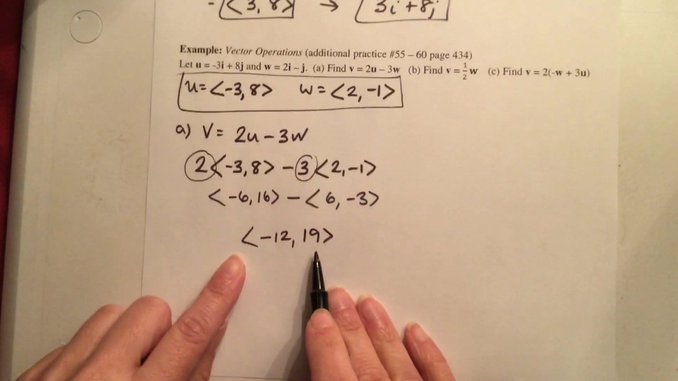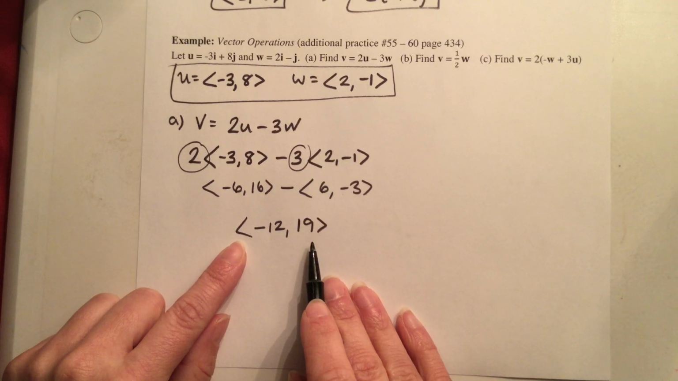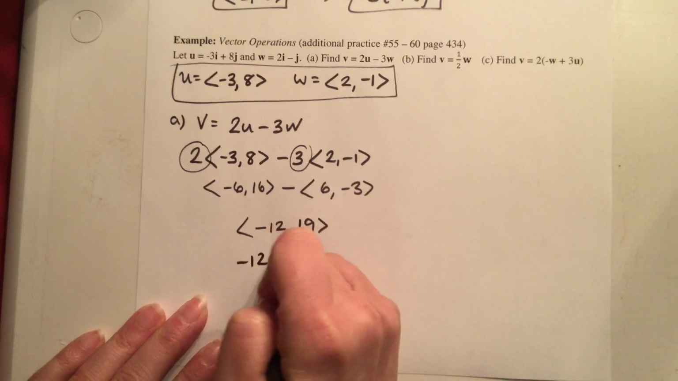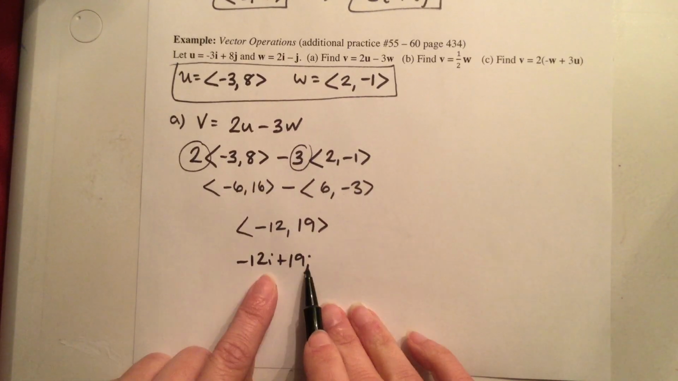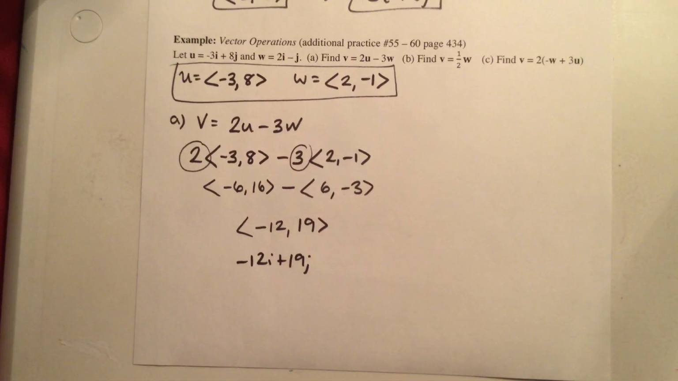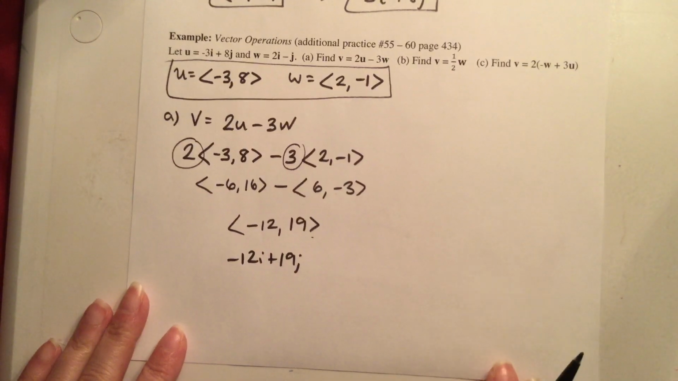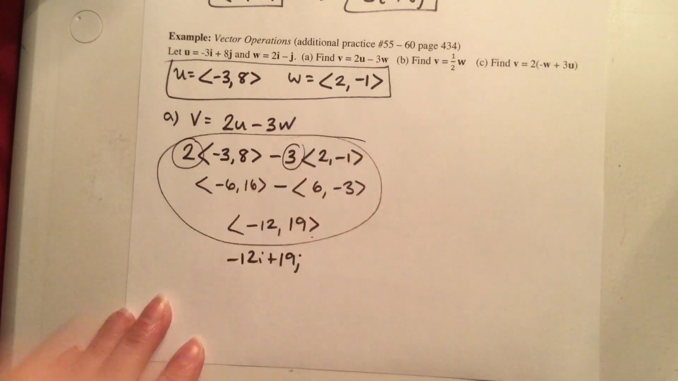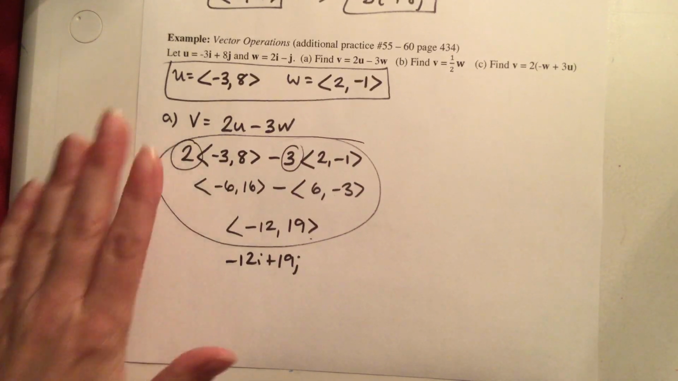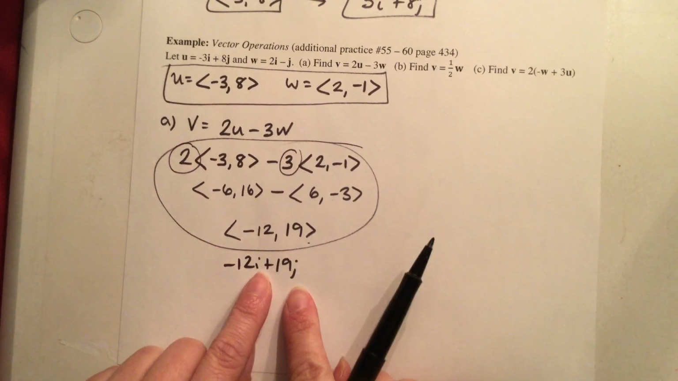This is component form. If they were to say, write your final answer as a linear combination, now you could just go negative 12i plus 19j. You don't have to keep it in this format to get your final answer in that format. I like to work with components. When you take ACT tests and college entrance exams, they will keep it in component form. Okay, so this is a method or the process that you'll see more often than the i's and the j's.